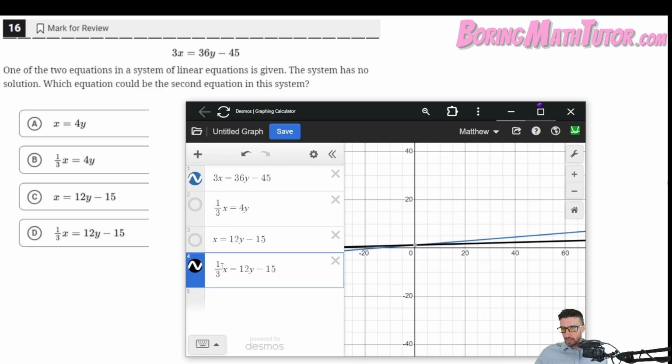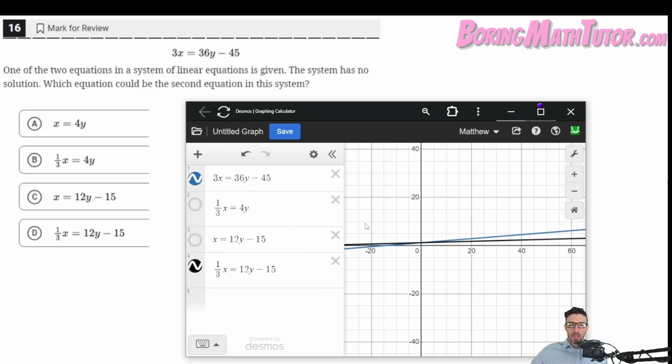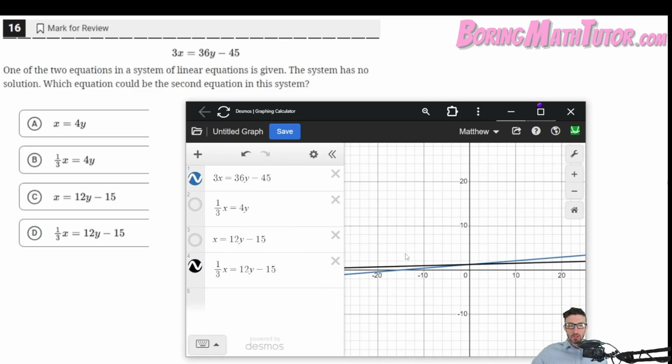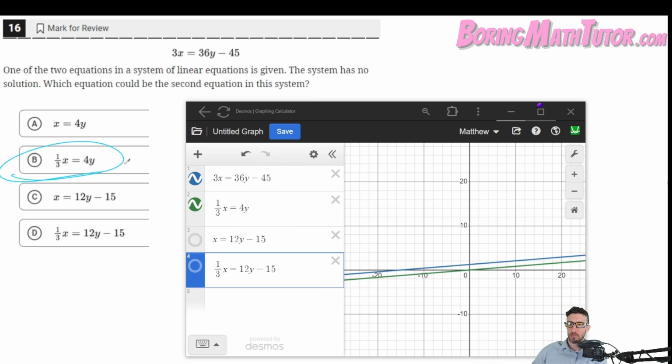If you're running low on time, then don't bother. Just instead go after the one that looks parallel and call it a day. But this one's definitely not parallel. So it was this guy right here. And now we're getting to move on.